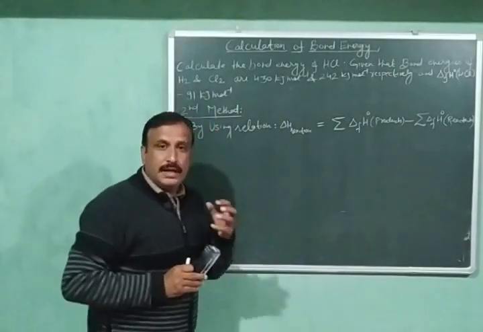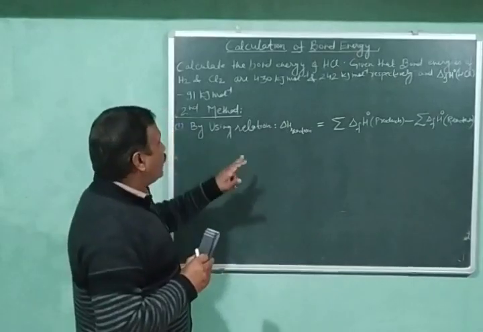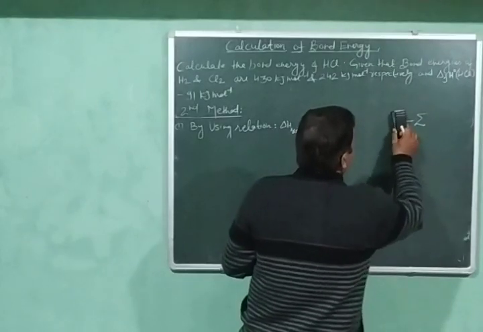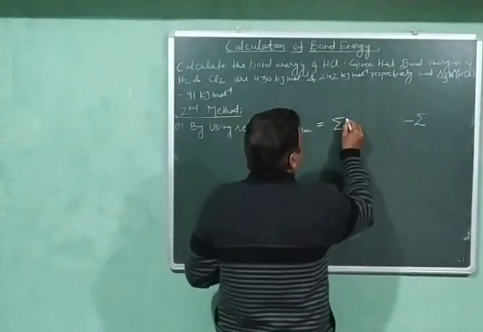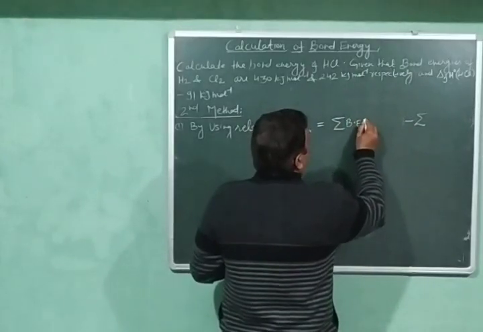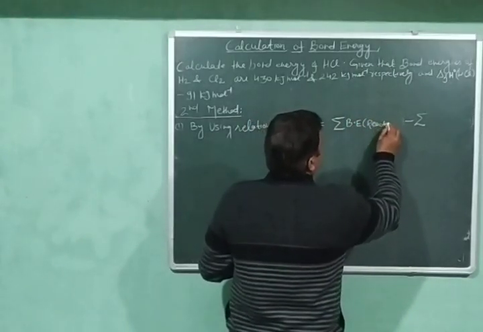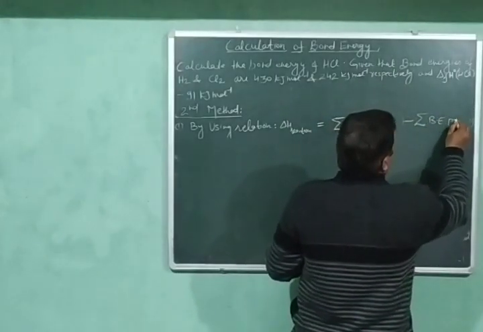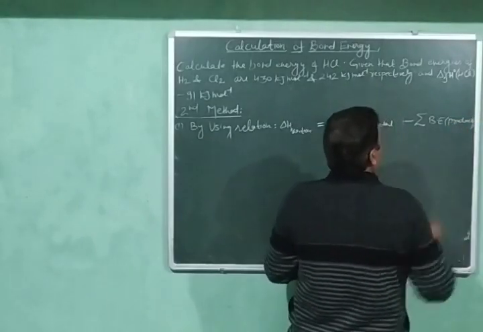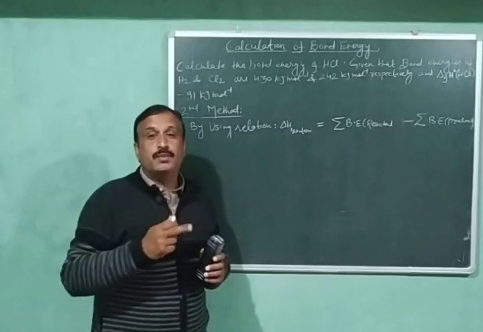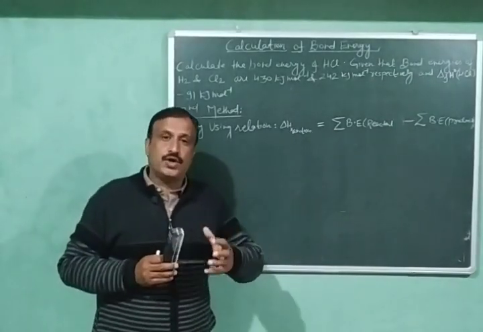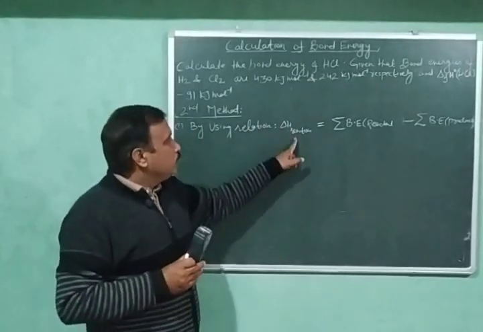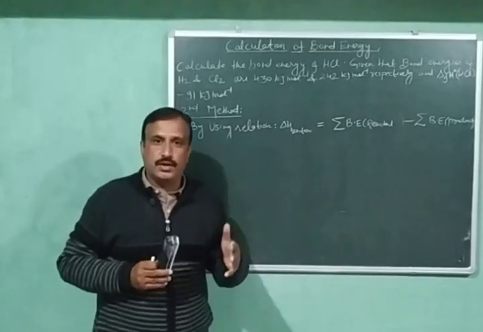In the second method we will calculate the bond energy of HCl by using the relationship that delta H of the reaction is equal to the sum of the bond energies of reactants minus the sum of the bond energies of products. I will explain this relationship in my next video when I will discuss the calculation of enthalpy change of a reaction using bond energy data. So I will use this relationship now for the calculation of bond energy of HCl.